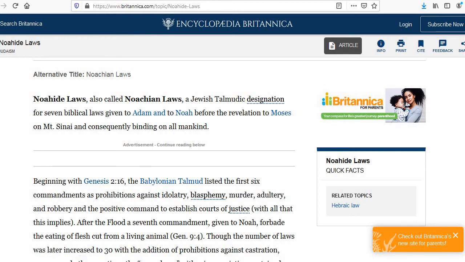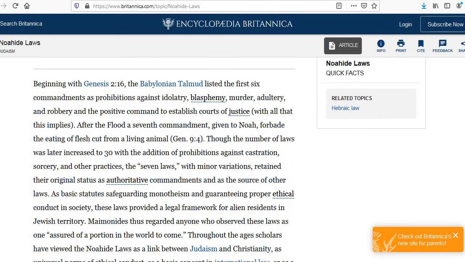Beginning with Genesis 2:16, the Babylonian Talmud listed the first 6 commandments as prohibitions against idolatry, so no idol worship, so just monotheism, no blasphemy or cursing the name of God, no murder or harm, no adultery or sexual immorality, and no robbery or theft of any kind, and the positive command to establish courts of justice, and then to enforce those laws.